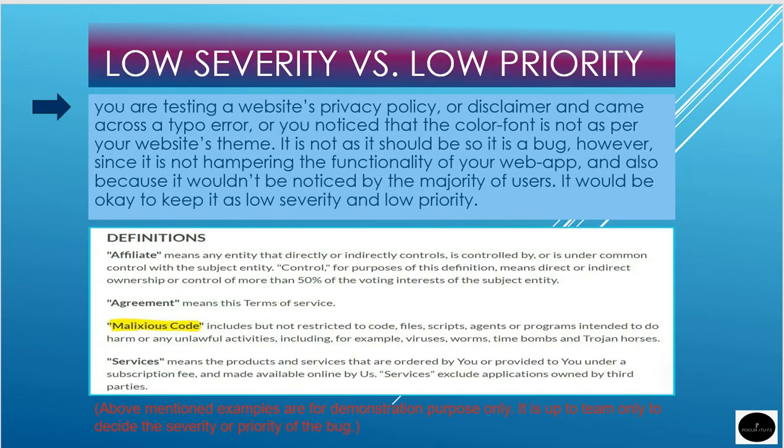Then low severity versus low priority. Suppose you're testing a website privacy policy or disclaimer and came across a typo, or you notice that the font color is not as per the website theme. It is not what it should be, so it is a bug. However, since it is not hampering the functionality of a web app, and also because it would not be noticed by the majority of users, it would be okay to keep it as low severity and low priority.